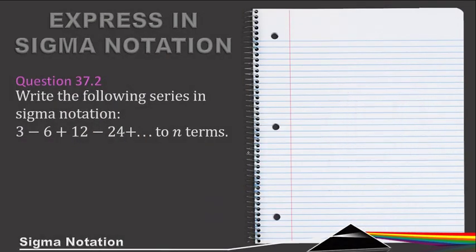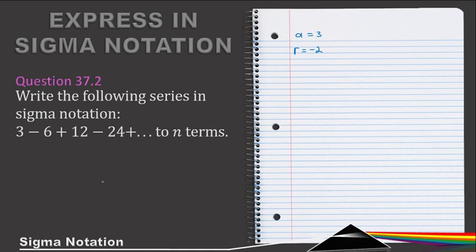Right, question 37.2. Write the following series in sigma notation, and that's 2n terms. Okay, even easier. So my a value is 3, and I see I've got a positive term, negative, positive, negative. From 3 to 6, I can multiply by 2, so my r is then negative 2.